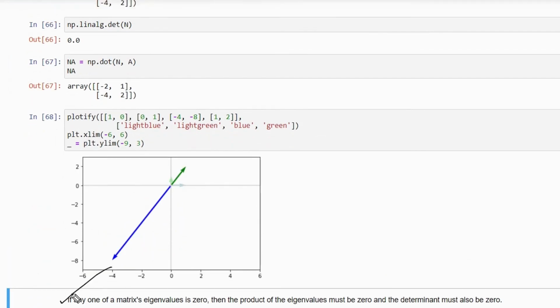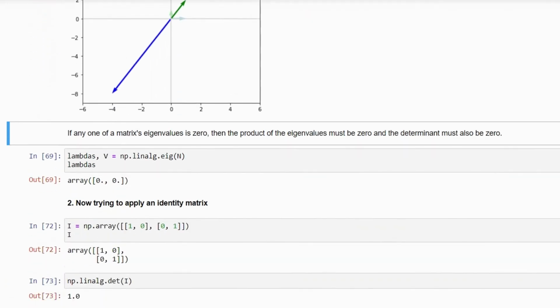Which also means that if any one of the matrix's eigenvalues is 0, in that case the product of all eigenvalues must be 0, because 0 being multiplied by anything results in 0. And since the product of all the eigenvalues is equal to the determinant of the matrix, the determinant also has to be 0. Okay, now let's move forward to the next example.